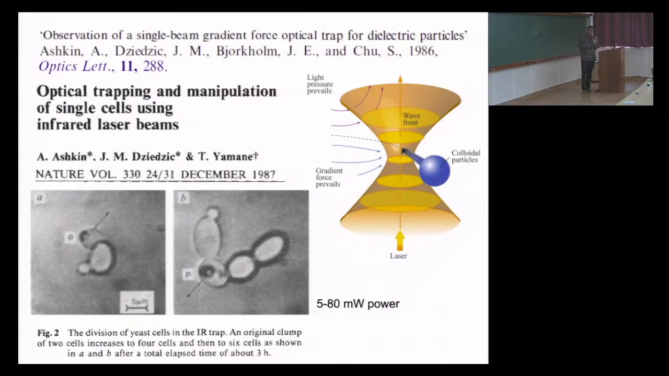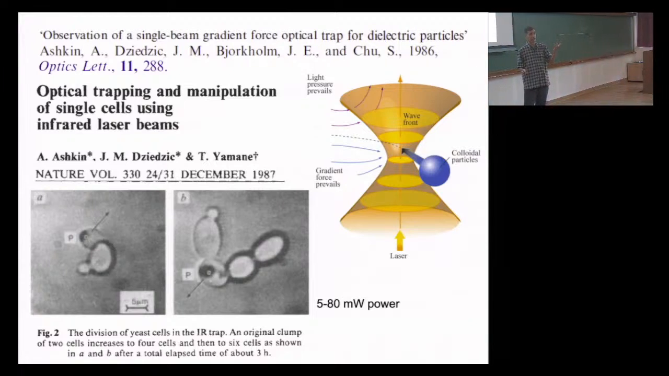Now, apart from that, why this caught the interest of biologists really was because Ashkin showed in this paper in 1987 that you could trap single yeast cells in the optical trap and keep them trapped for a long time, and they would divide. Now, obviously, if you are reproducing, then you are happy. That's the assumption in biology. So it means that the optical trap, if you keep in mind certain simple things, can work on biological systems also. You are not frying them up.